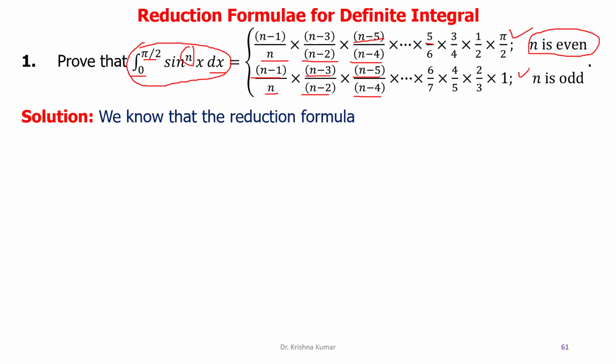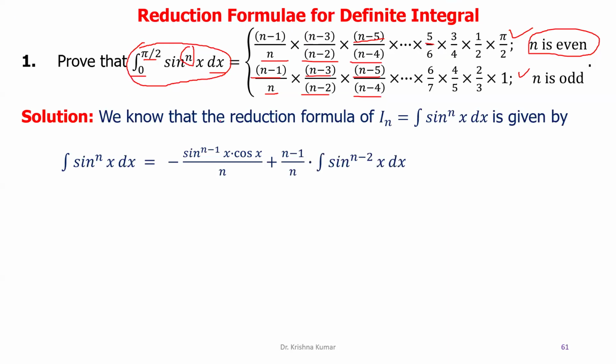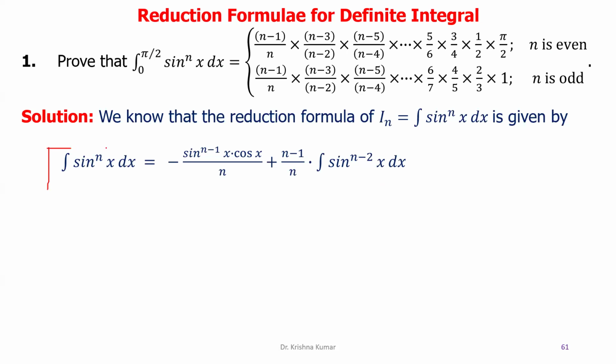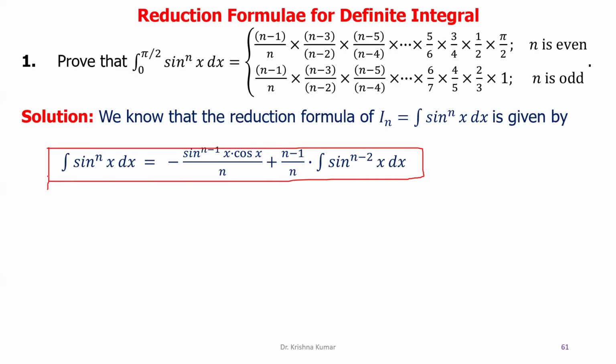We know that the reduction formula of the integral of sin^n x with respect to x is given by: the integral of sin^n x dx equals minus sin^(n-1) x cos x divided by n, plus (n-1)/n times the integral of sin^(n-2) x with respect to x. Now, this is the reduction formula of sin^n x in the indefinite integral. So now let us try to put the limit from 0 to π/2.